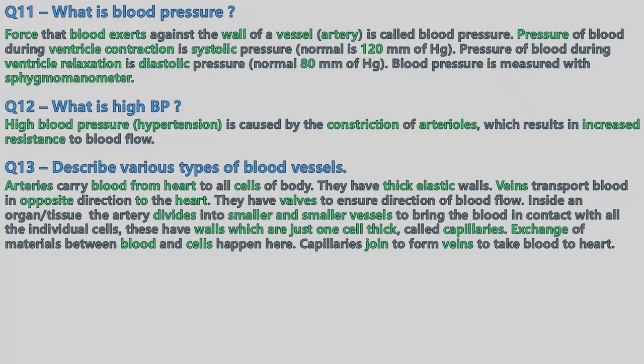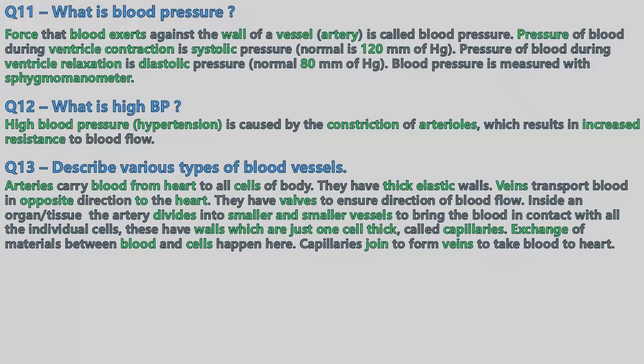Describe various types of blood vessels. Arteries carry blood from the heart to the cells of the body. They have thick elastic walls. These are the blood vessels which carry blood from heart to cells. The veins transport the blood in the opposite direction, from cells to the heart. They have valves to ensure the direction of blood flow.